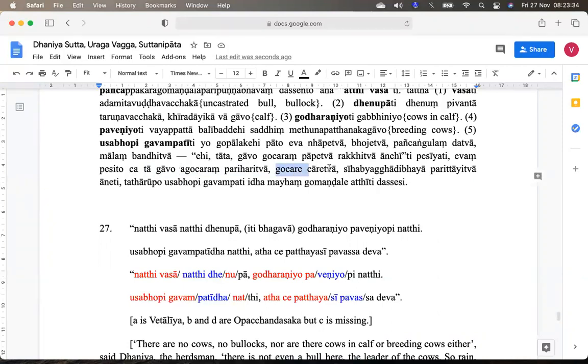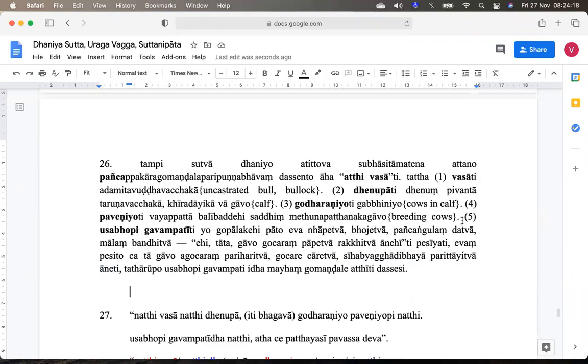And the gojari jare dawa. So he protects those cows to wander only in the pasture. And also siha bhyakadi baya baritayetawa, he protects those cows from the danger of siha bhyaka, etc., danger of wild animals. So in this way, Anedi, he leads. That one is called the Usabo Gavambadi. In this case, called the Usaba, or leader of the cows.